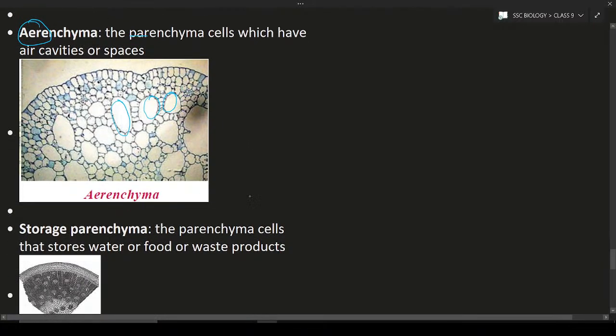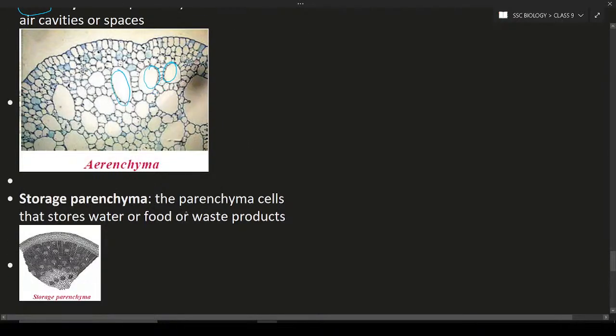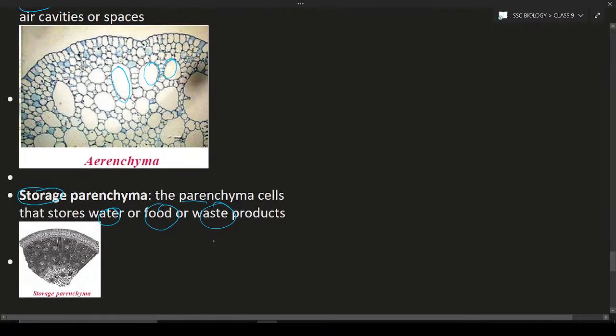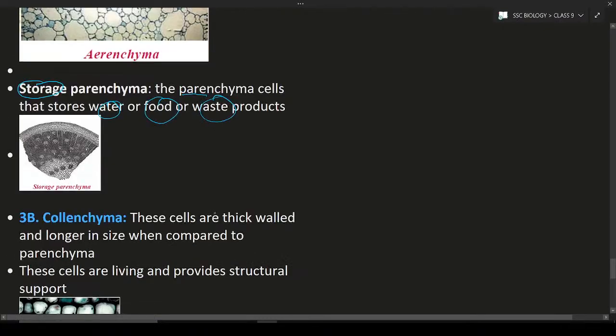Okay. So next is storage parenchyma. So what is storage parenchyma? Again, look at the same word. Storage means what? They are going to store something. So if the parenchyma cells are storing some amount of food material, that is known as storage parenchyma. So you can define it as the parenchyma cells that store water or food or waste products. If these components are stored, that type of parenchyma cells will become the storage parenchyma. Okay. So this is about storage parenchyma.